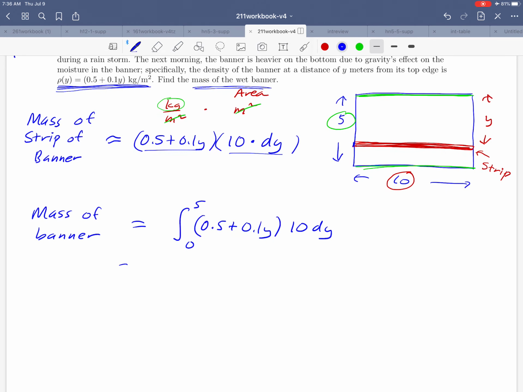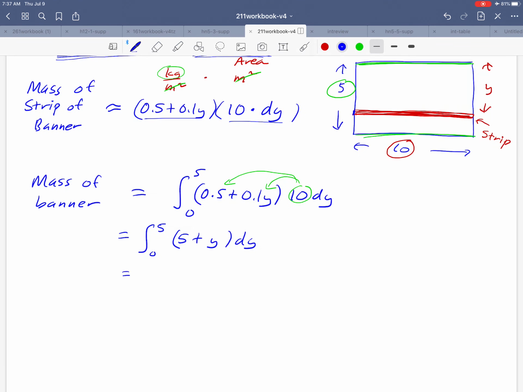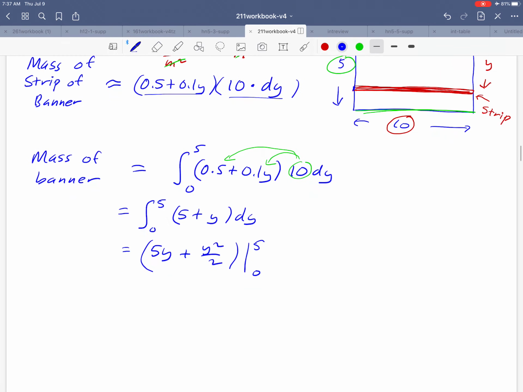And what's left is to evaluate this integral. So we might start by taking this 10 and just distributing it through. So if we do that, we're going to get 10 times 0.5 is 5. 10 times 0.1 is just 1. So the function we're integrating is 5 plus y. Let's go ahead and get an antiderivative for that. So antiderivative of 5 is 5y. For y is y squared over 2. And then we'll substitute our limits in.